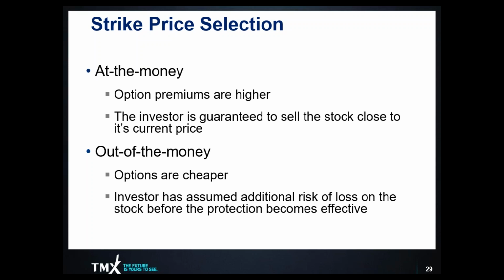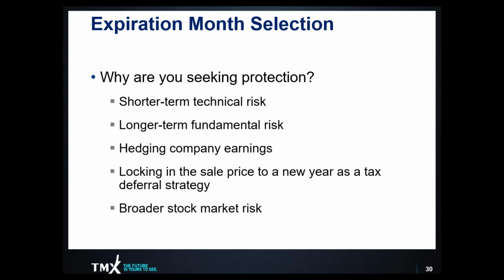So the out-of-the-money option would tend to be the solution if you are very, very, very bullish and you believe that there is a higher probability of upside versus downside. What that means is that you're assuming additional risk of loss on the stock before the protection becomes effective. There's your deductible.